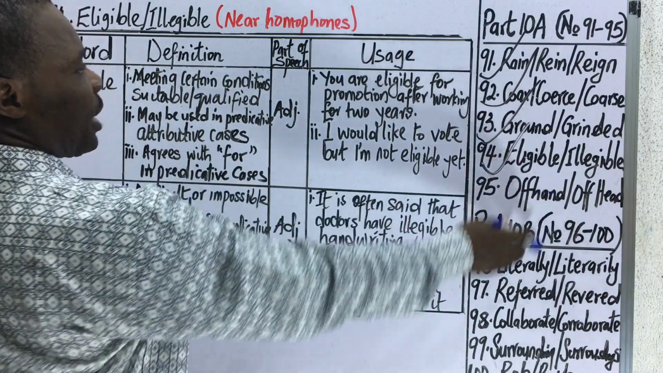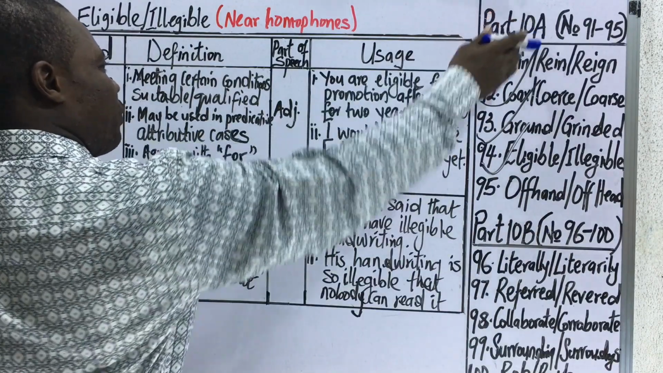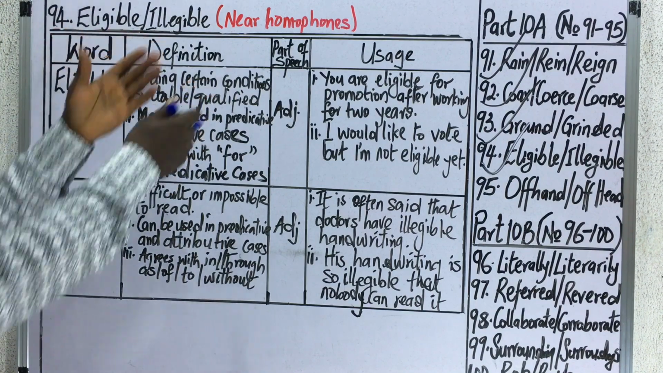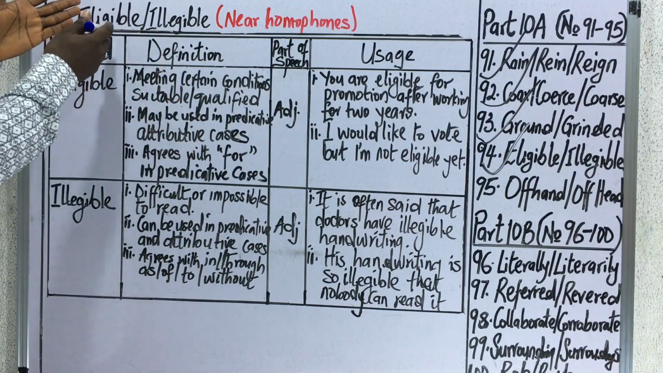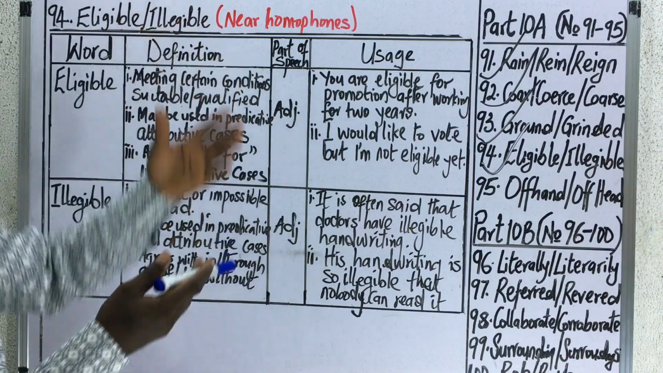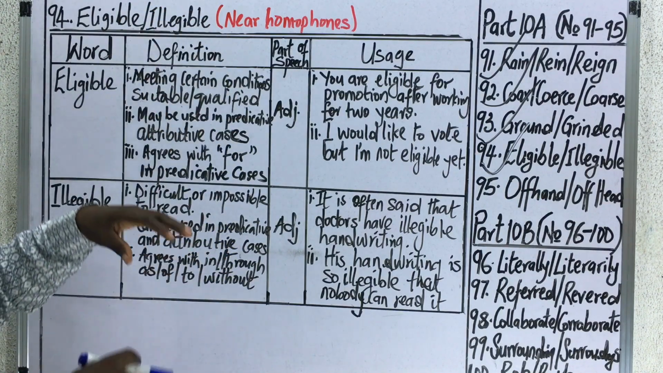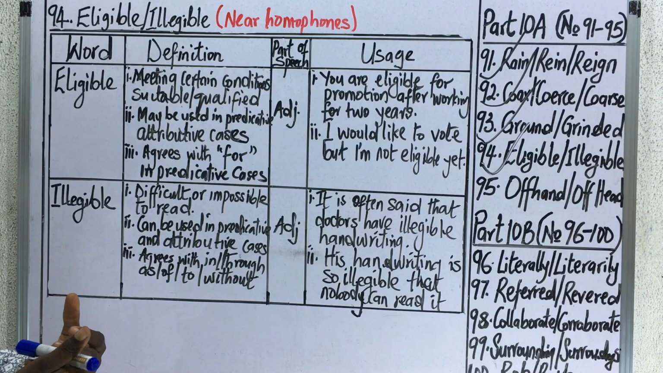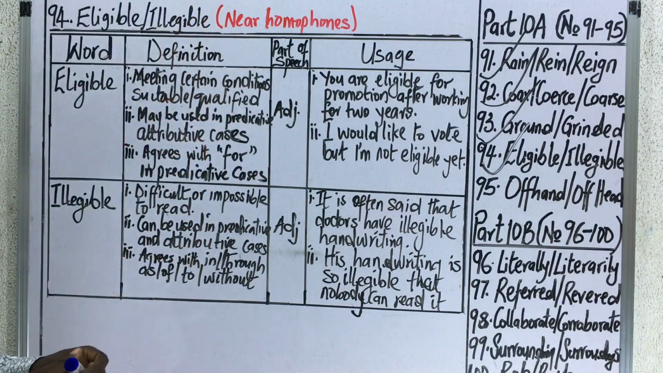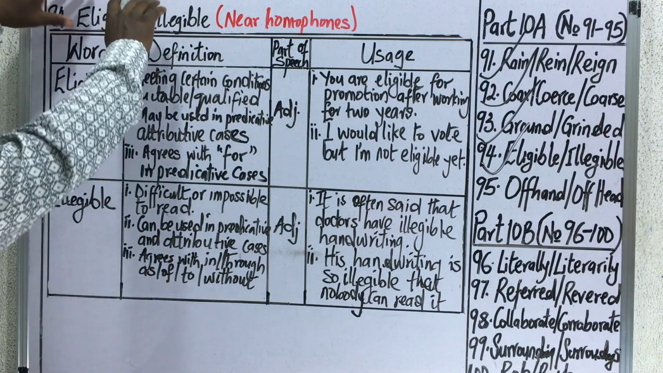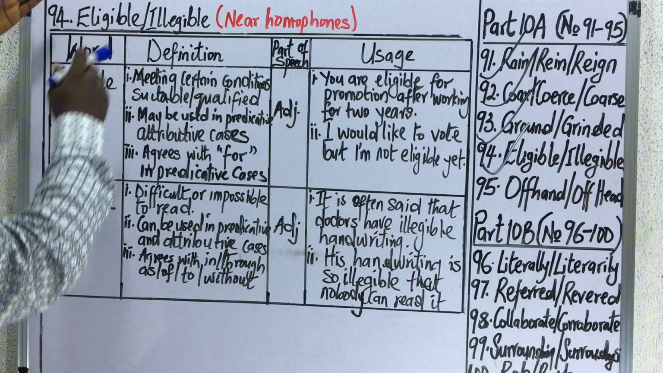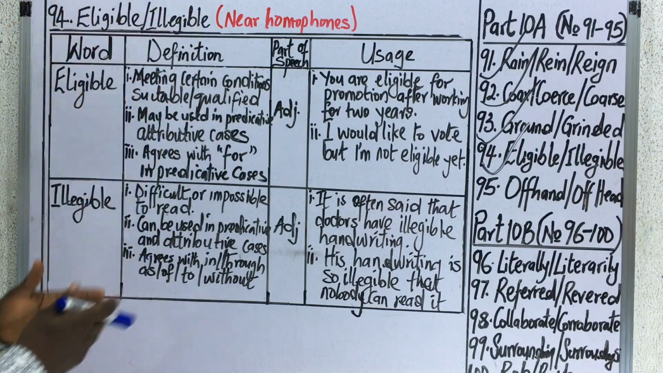Our fourth set of words in the first part of this episode includes eligible/illegible. Now, if you look at these words very closely, you discover that they sound alike. In other words, we can describe them as near homophones, although they are not perfect homophones because of the difference between the first letter that begins the words.